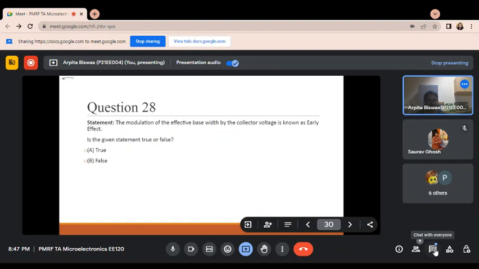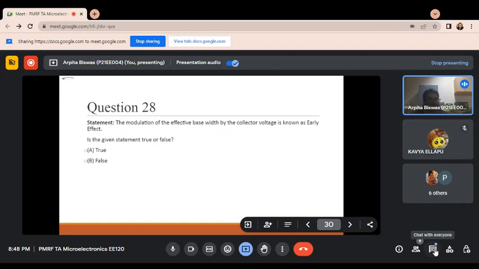It is true. And what is the base width modulation? When we are in active mode and we increase the reverse bias voltage, can you speak a little louder? Okay. When we increase the reverse bias voltage at the collector base side, the collector base junction width increases because it is in reverse bias. In forward bias the junction width decreases, and in reverse bias the junction width increases.